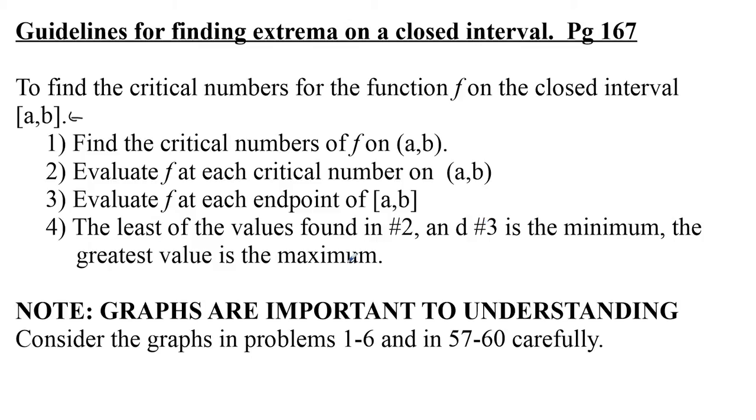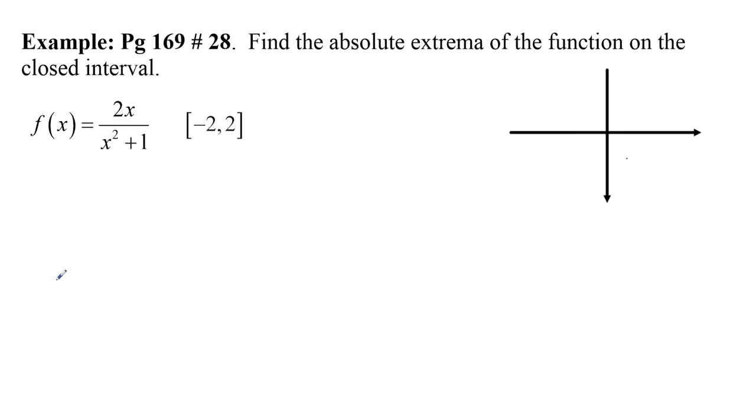So the least value found in steps 2 and 3 is the minimum, and the greatest value is the maximum. Now, if you get a chance, I would suggest that for this section, section 3.1, you look at the graphs in problems 1 through 6 and 57 through 60 very carefully, because it gives you a picture idea that sheds a lot of light on this concept. So let's do a couple here.